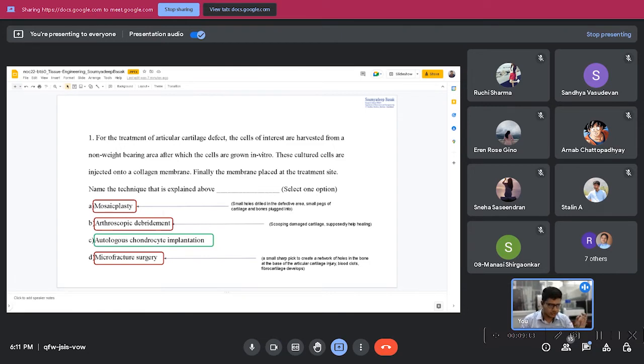A very small prick is created in the bone, from where blood cells and mesenchymal stem cells or various kinds of stem cells ooze out into that area, and where the blood clots and the fibrinogen network forms, that helps in cellular adhesion as well as tissue regeneration. Okay.